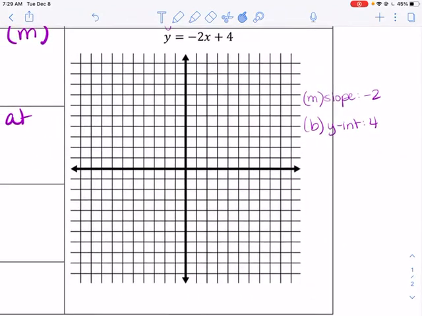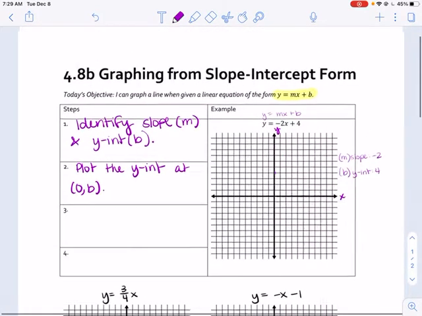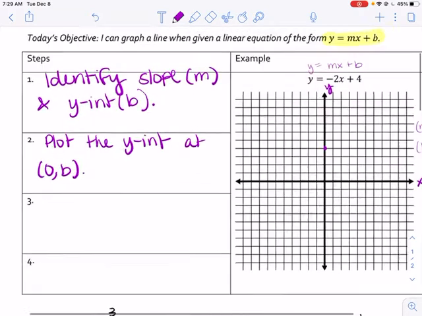I'm going to go on my y-axis, and my y-intercept is 4, so I'm going to count up. 1, 2, 3, 4. My y-axis, remember, goes up and down, and my x-axis goes left and right. So there's my y-intercept. Second step, done. Now this third step is going to be a little tougher.